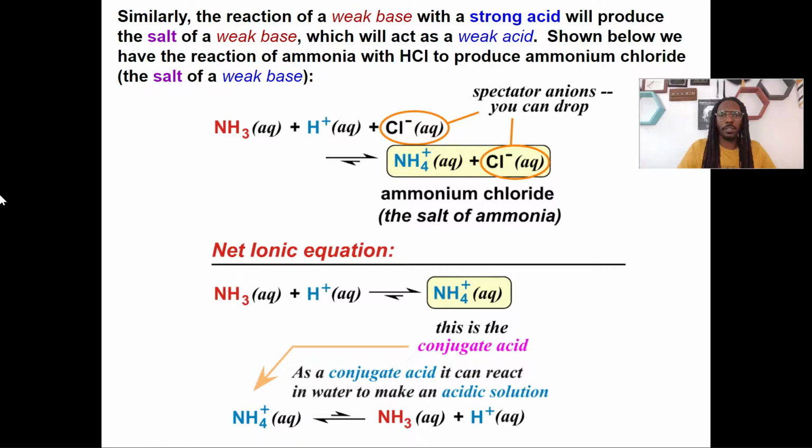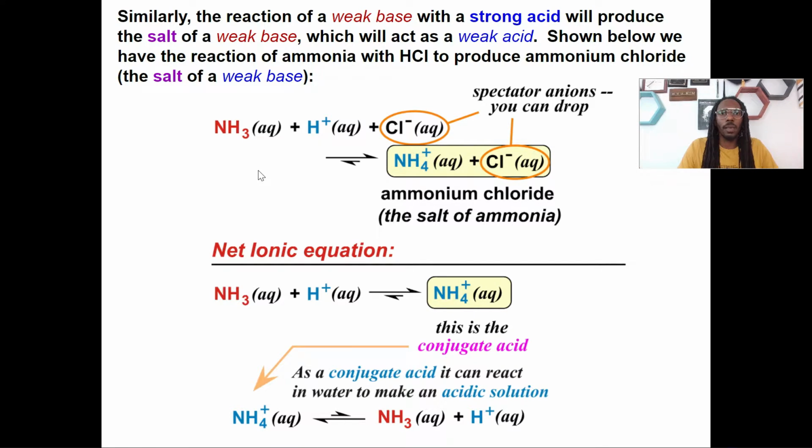Let's look at a very similar situation, but instead we look at weak bases reacting with strong acids. What are we going to produce? In this case, we're going to produce the salt of this weak base. When this happens, we have to understand that the salt of the weak base is acting as a weak acid, in this case the conjugate acid. So let's look at another example.